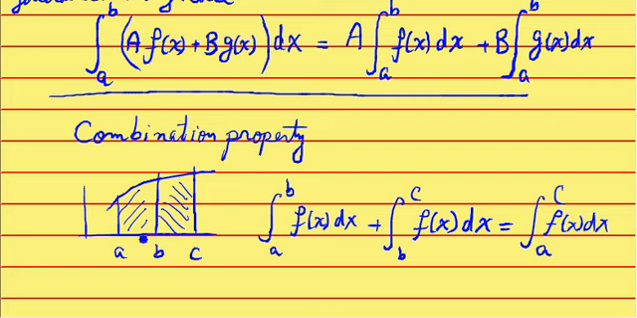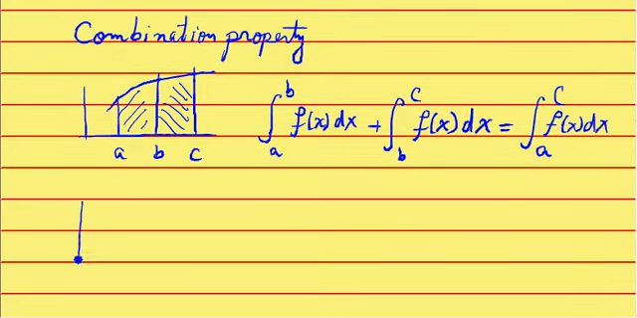They could have any arbitrary order, and this is still true. If you go ahead and look at it in some peculiar order like this. Suppose you have a function, and here are your 3 points, A, B, C.